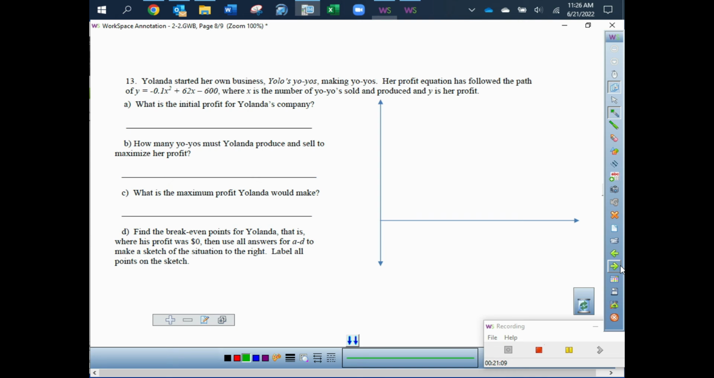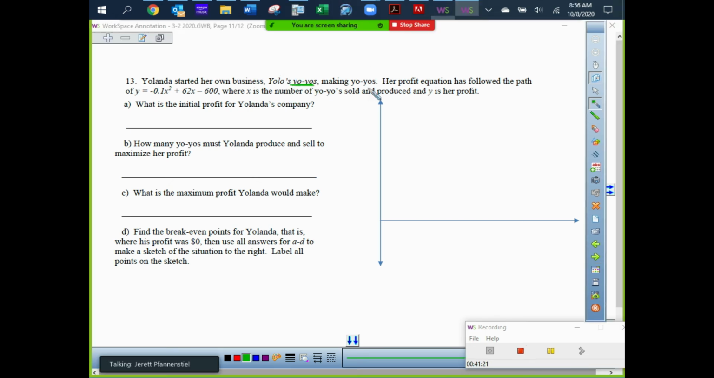All we got left is one little review problem. We're just going to do it again because it's called Yolo's Yo-Yos. Profit. What do you think? A $600 loss. That's the y-intercept. Finding the vertex for the maximum, so we'll do that.